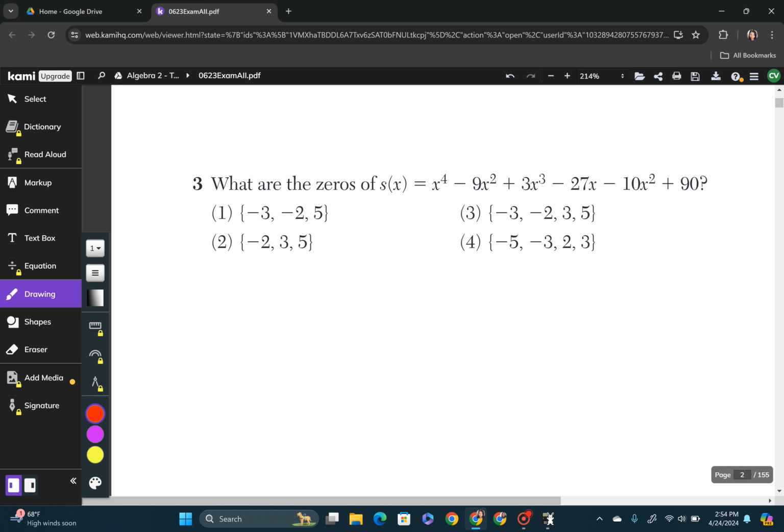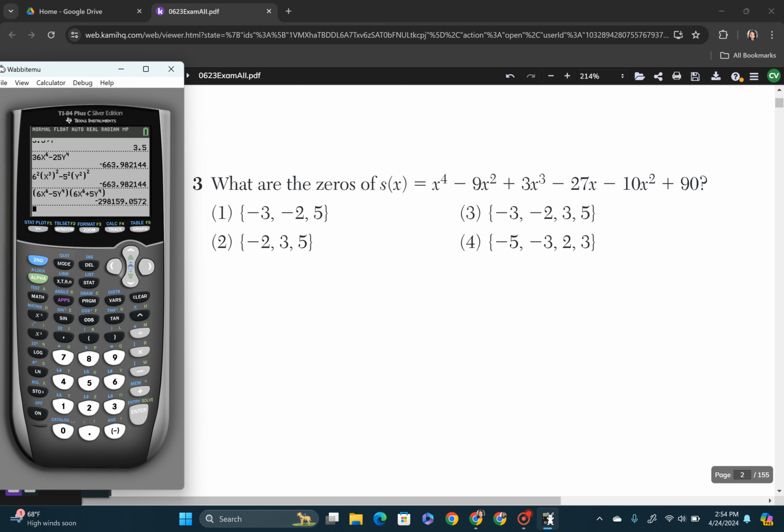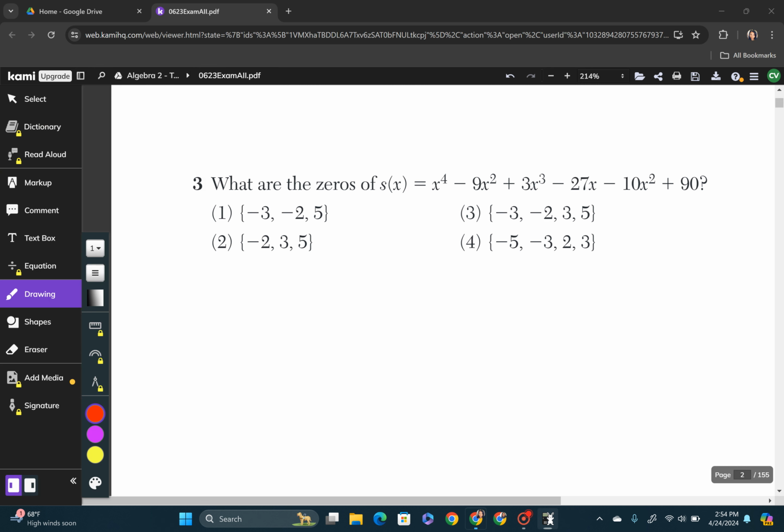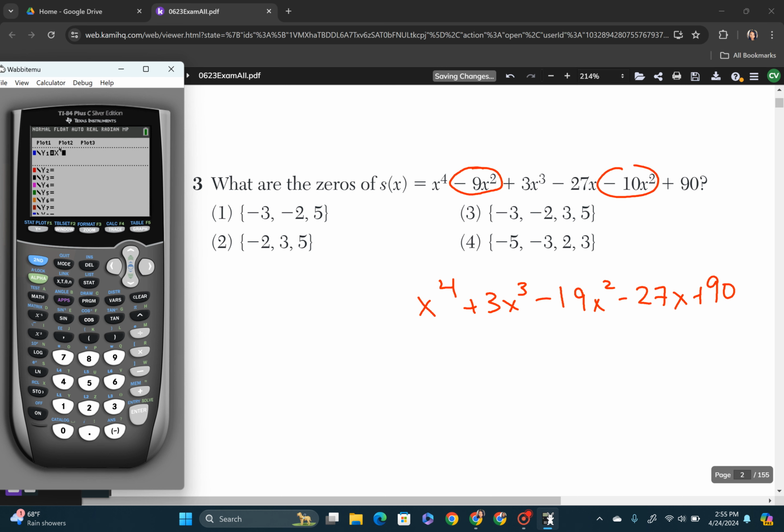What are the zeros? So for this one right here, there are a couple of different ways to do this. The first thing you could do is go to your y equals and literally just type the function in, right? So x to the fourth as is. If you could see that these are like terms, you could have combined them. Yeah, sure. So x to the fourth, and then we have plus 3x to the third. I'm counting down 4, 3, 2. And then this is negative 19x squared minus 27x plus 90, right? So it might be a little bit less to type stuff in.